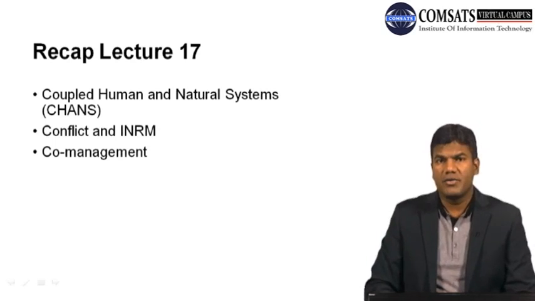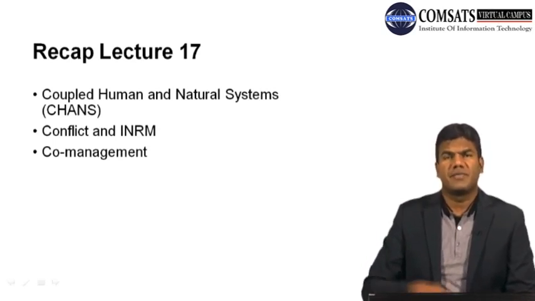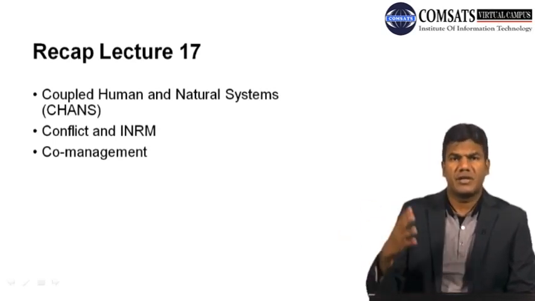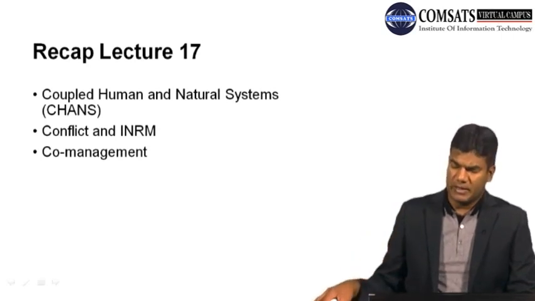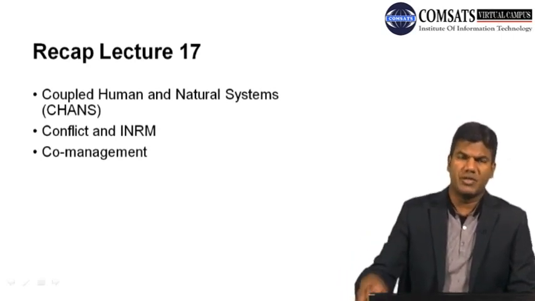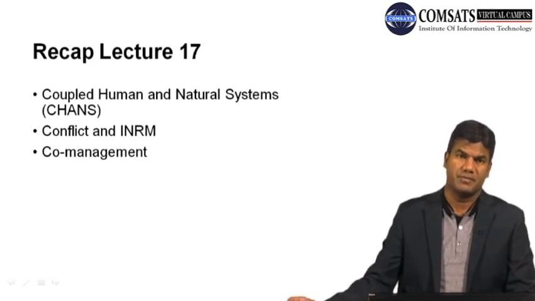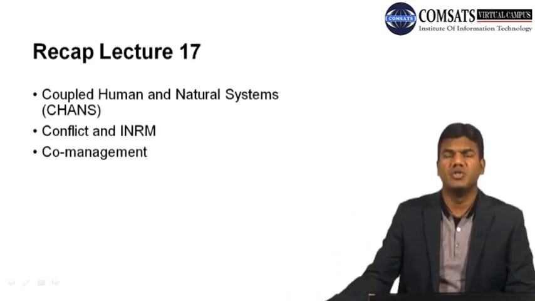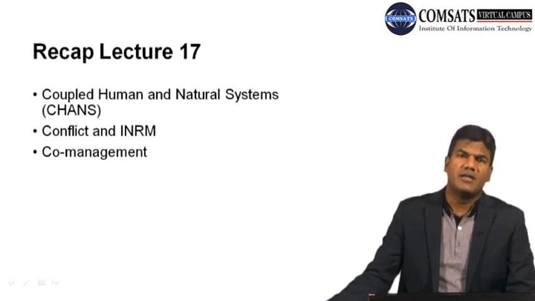Before getting into conflicts, I told you that where we are talking about human geography and other disciplines, there's a new thing that has emerged over the past few years, and we call it CHANS. CHANS is basically coupled human and natural systems. It's a little bit more detailed, and we did talk about what kinds of CHANS there are, and later on we talked about conflict in international natural resource management, why conflicts occur, what the reasons are, and how we can remove these conflicts.